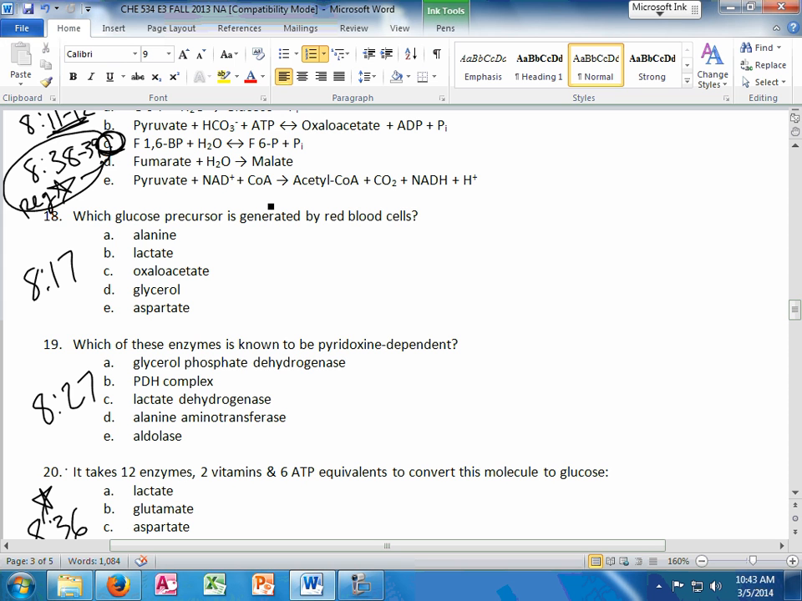Which glucose precursor is generated by red blood cells? Hopefully you could have answered that one. It's from Unit 3 when it talks about all red blood cells go to lactate, and the lactate's converted and turned back into glucose. It brings it up again in this slide about the Cori cycle. This is really the only thing you need to know about it, as far as I've seen on previous tests.